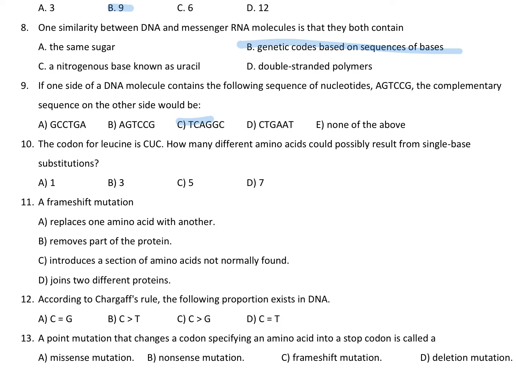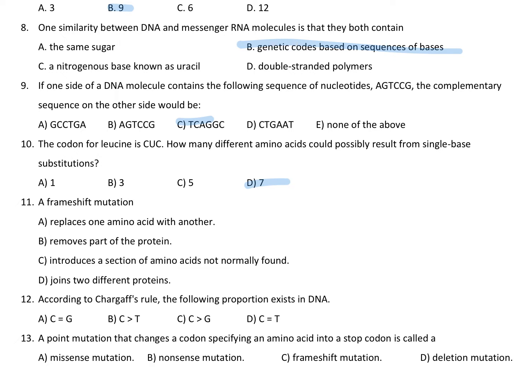All right, codon for leucine is CUC. How many different amino acids could possibly result from a single substitution? So if you swapped out one of those, you're looking at 7. That one takes a couple minutes to really look at the diagram, so I wouldn't put a question like that. But, you know, you got to expect a substitution, some type of mutation type problem. Or speaking of mutation, a frameshift mutation introduces a section of amino acids not normally found.